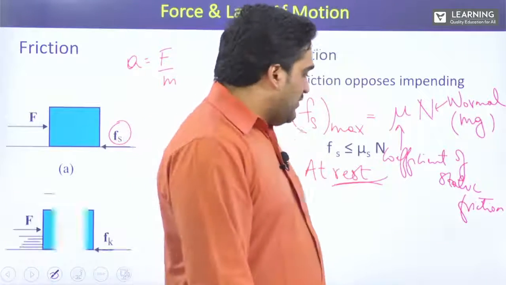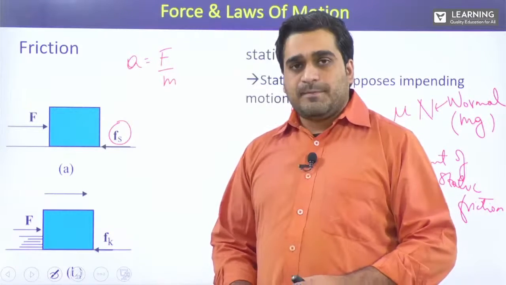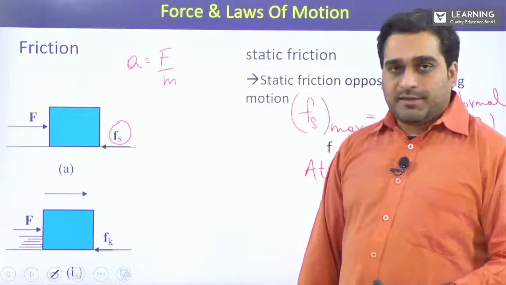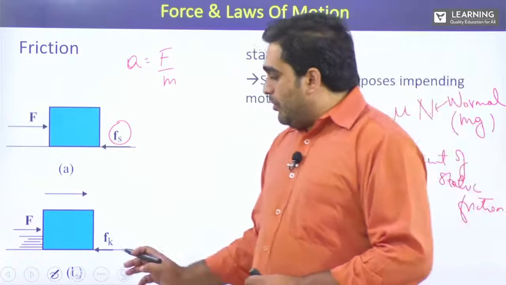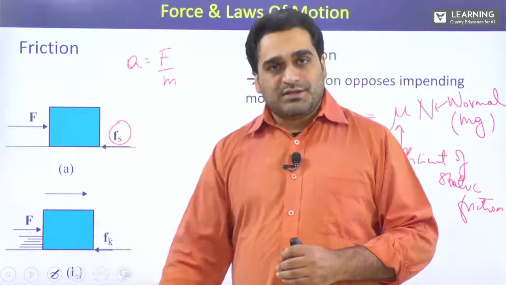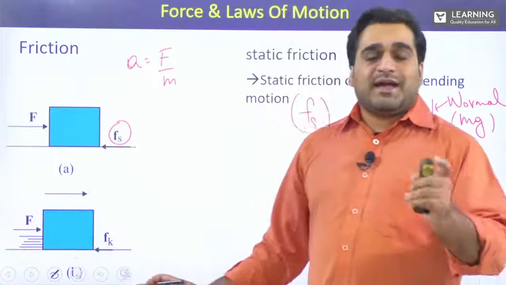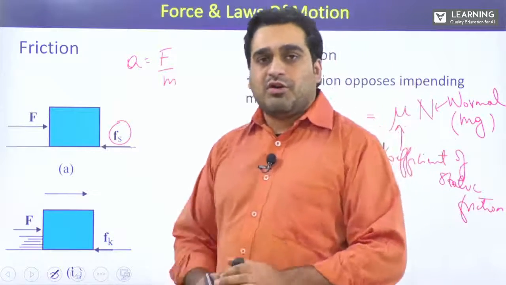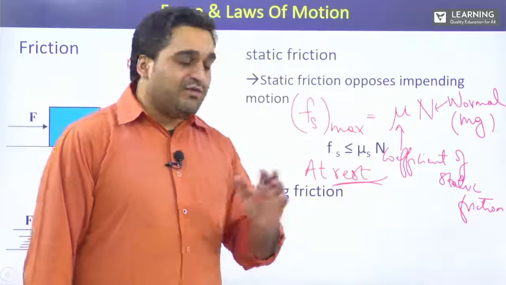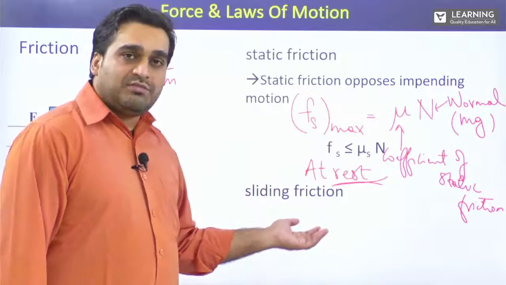Now let's consider another case where you have applied a large amount of force, the object has overcome static friction, and now it is moving. It is being displaced. When the object is being displaced, it will eventually come to rest because of this opposing friction which is acting. So friction that acts on a moving object is called sliding friction. Again, static friction acts on an object at rest, and sliding friction acts on an object in motion.